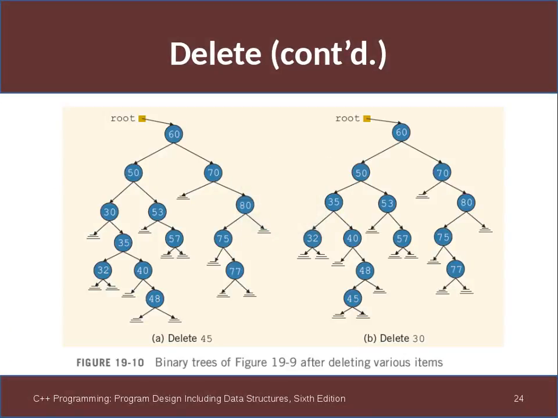Alright, now let's go look at it with pictures. After deleting the 45, you'll notice the 45 was over here. Okay, good. So remember, here's the 30. When you delete the 30, they just shifted the 35 up. So you see the 35 up there.